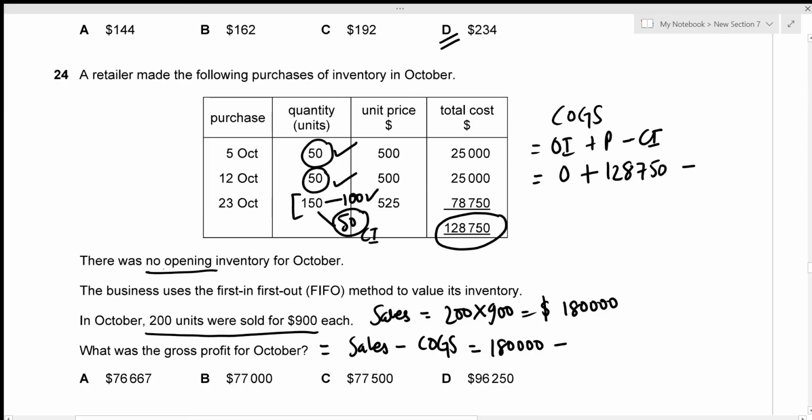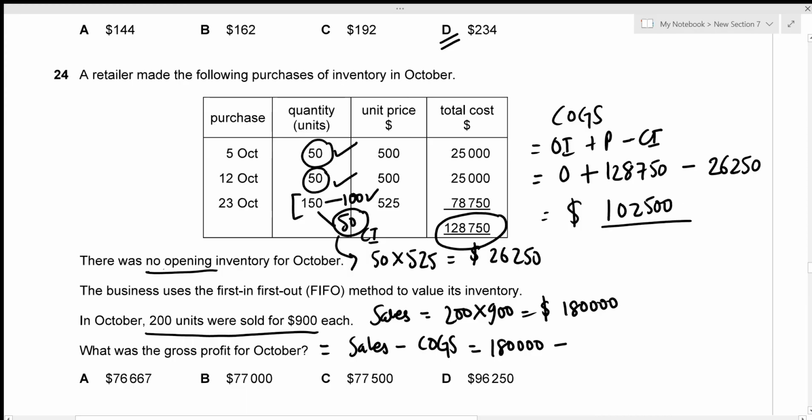So for 50 units, the total cost is going to be 50 into 525, which gives the closing inventory of 26,250. So that's going to be included here as well, which gives the total cost of goods sold at 102,500. So we need to deduct this value from the sales. Now this gives us the gross profit of 77,500, which is given in option C.